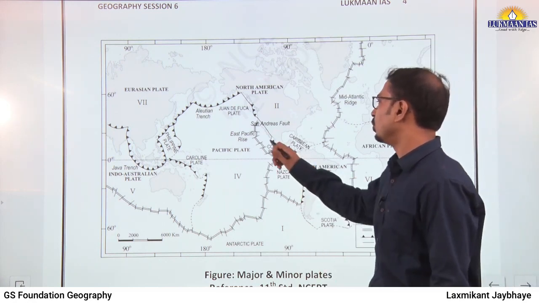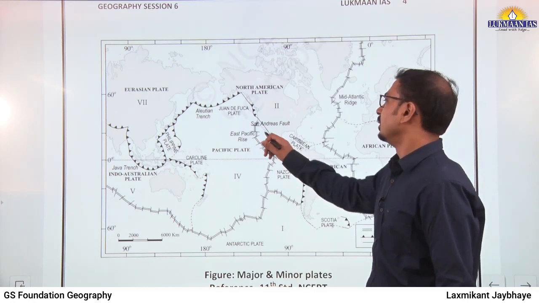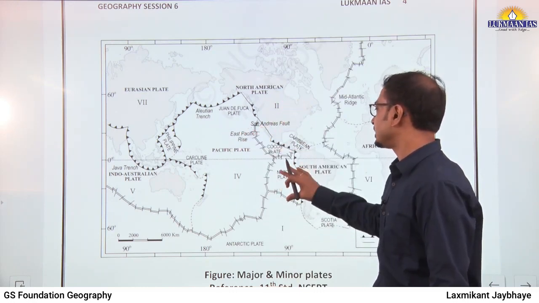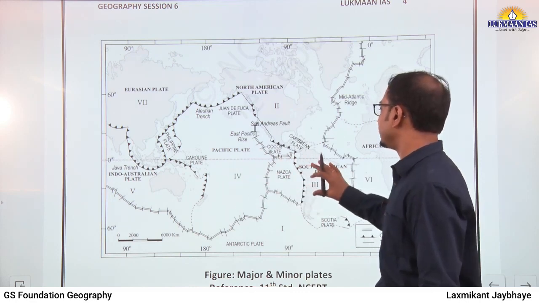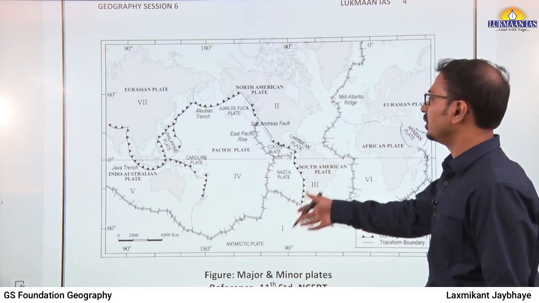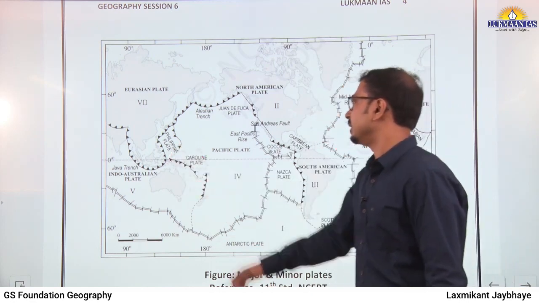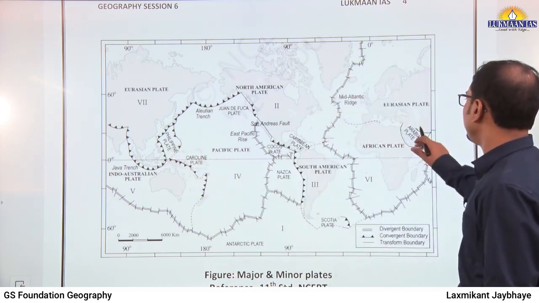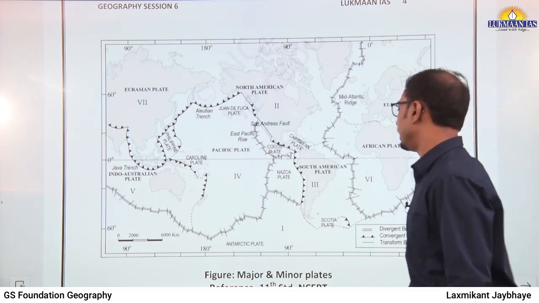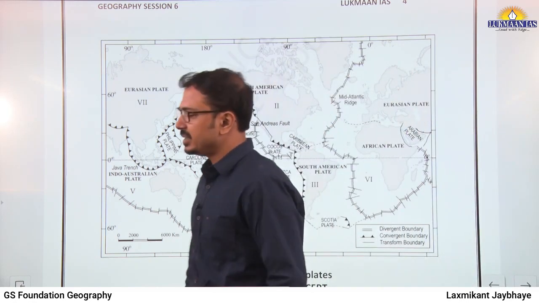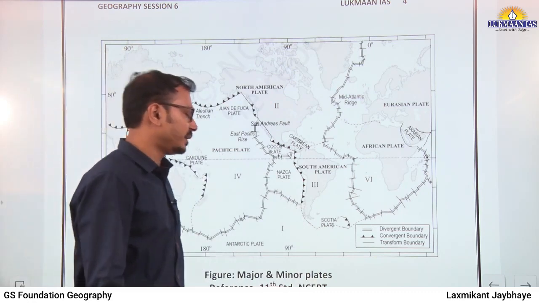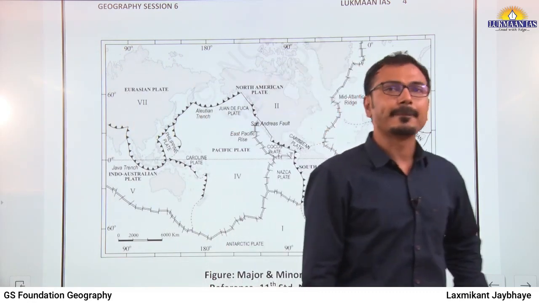You can see here Cocos plate between Pacific plate and North American plate, Nazca plate between Pacific and South American plate. Okay, so many such small plates, you can see the Philippine plate is there. Then Arabian plate is there for the Arabian Peninsula. So many such, around 200 small plates are located in different parts of the world.